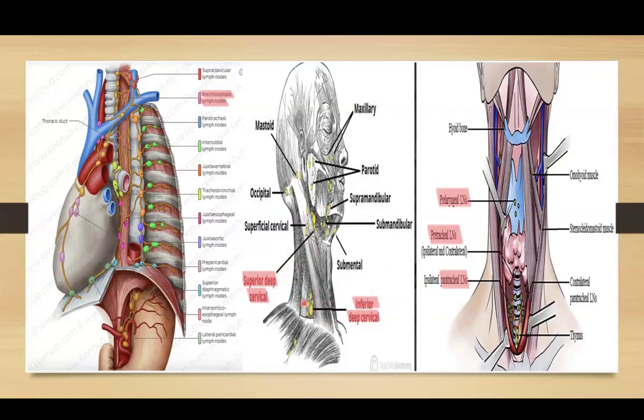I just thought it would be better for you to have the image in your mind. And then the rest of them drain into prelaryngeal, pretracheal, and paratracheal. So what does that exactly mean? Prelaryngeal means right in front of the larynx, and that's what you can see there in front of the larynx.